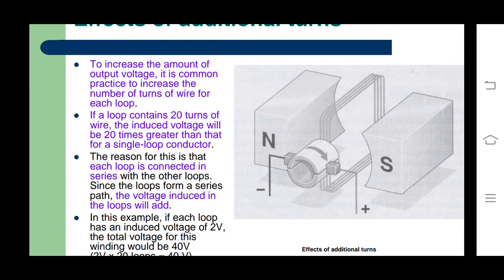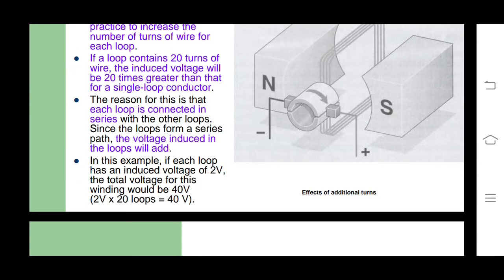If the loop contains 20 turns of wire, the induced voltage will be 20 times greater than that for a single loop conductor. The reason for this is that each loop is connected in series with the other loops. Since the loops form a series path, the voltage induced in the loops will be added. In this example, if each loop has an induced voltage of 2 volts, the total voltage for this winding would be 40 volts.